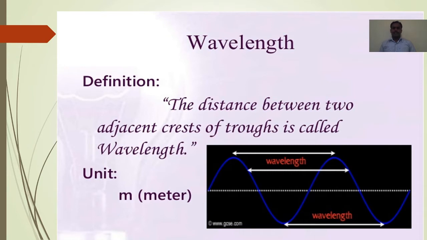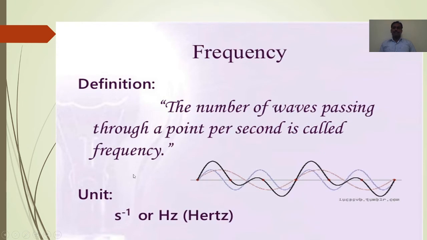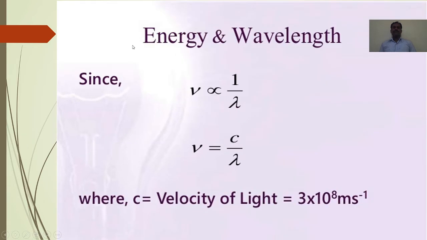Wavelength: the distance between two successive crests or two successive troughs is called wavelength, and its unit is meter. Frequency: the number of waves passing through a fixed point per unit time, in 1 second, is called frequency. Its unit is hertz, and 1 hertz corresponds to energy and wavelength.